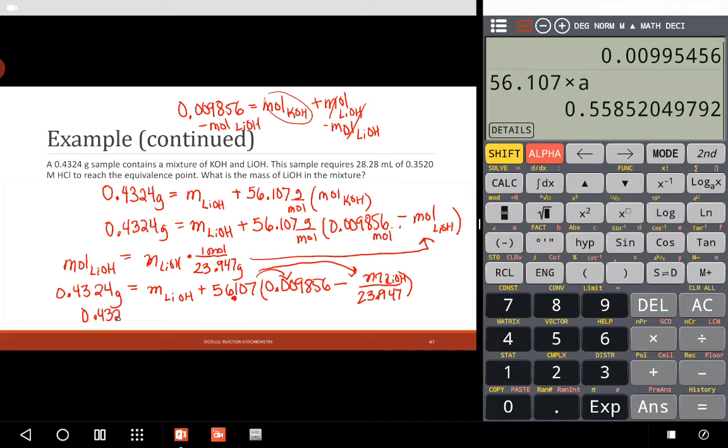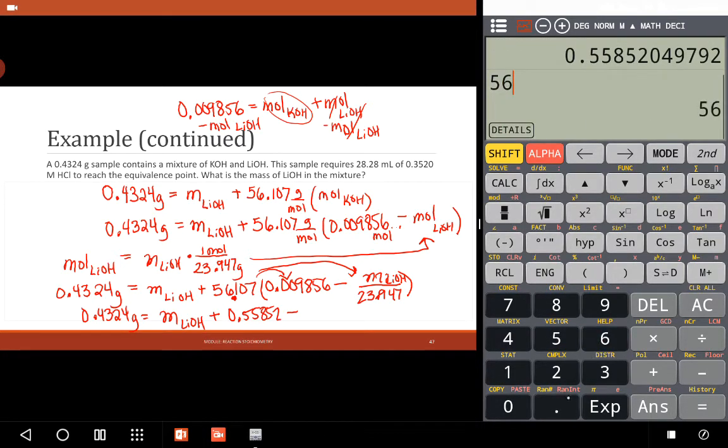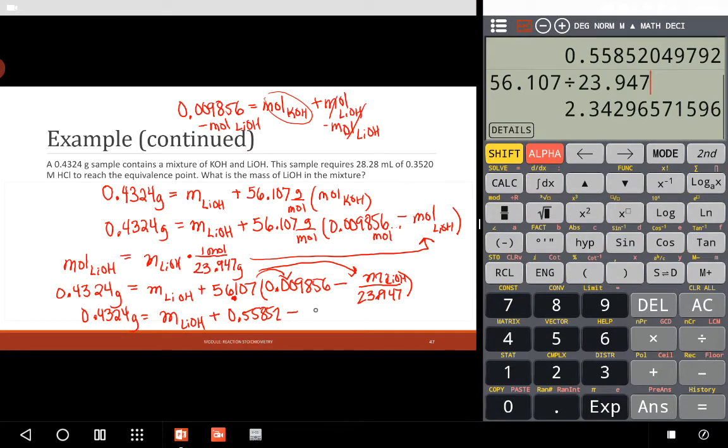And so that will give us 0.4324 grams is equal to my mass of lithium hydroxide plus 0.5585 minus 56.107 divided by 23.947. And so that is 2.3429.